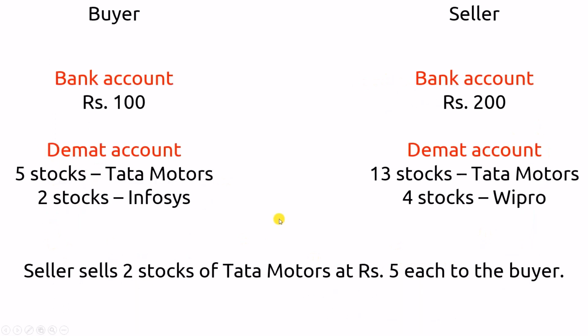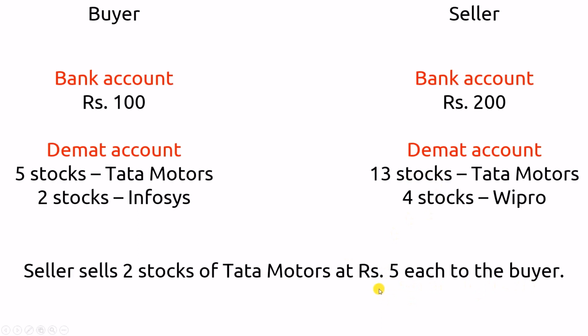Now, let us say that the seller sells 2 stocks of Tata Motors at 5 rupees each to the buyer. So we have a buyer, we have a seller, correct? The seller has 13 stocks of Tata Motors, the buyer has 5 stocks. So this person wants to buy 2 stocks. This person, let us say, wants to sell 2 stocks. So this person sells 2 stocks of Tata Motors at 5 rupees each to the buyer.